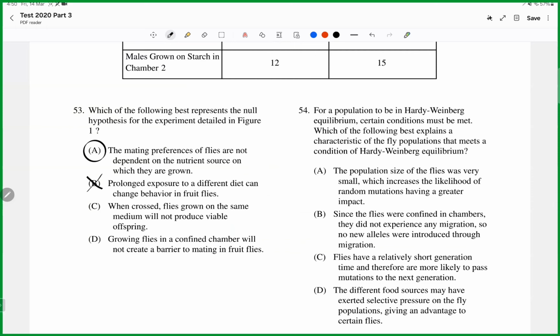54. For population of Hardy-Weinberg equilibrium, certain conditions must be met. Okay, what are they? You must have a large population size. Right, so it's not A. No migration. No mutations. It's not required for this question.